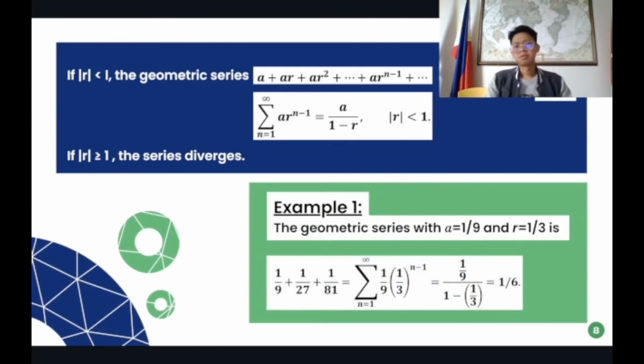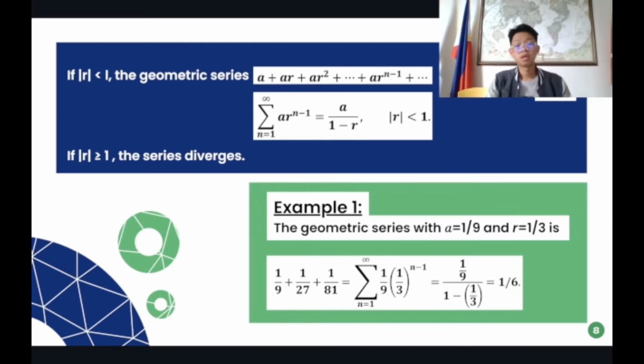If the absolute value of r is smaller than 1, the geometric series a plus ar plus ar squared plus ... plus ar to the power of n minus 1 plus ... converges to a over 1 minus r. That is, the sum of ar to the power of n minus 1 from 1 to infinity equals a over 1 minus r, for absolute value of r smaller than 1. If the absolute value of r is bigger than or equal to 1, the series diverges.